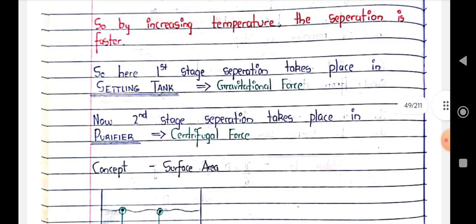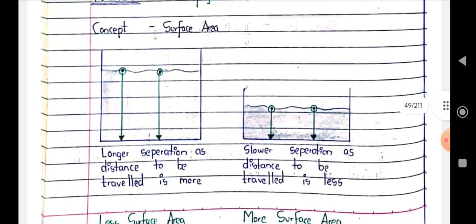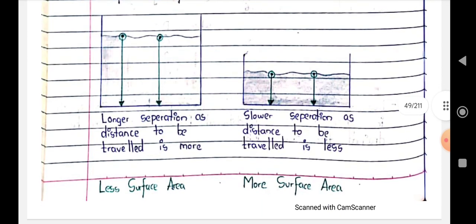In the first stage, separation takes place in the settling tank due to gravitational force. In the second stage, it moves to the purifier. In the purifier, due to centrifugal force, the separation takes place much faster. Here the concept is surface area. Take two balls. The first has slower separation as the distance to be travelled is more. The second has faster separation as the distance to be travelled is less. One has less surface area, the other has more surface area.